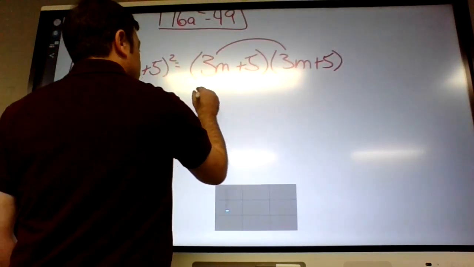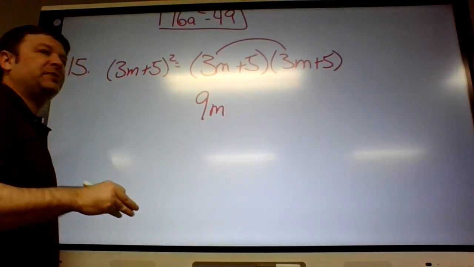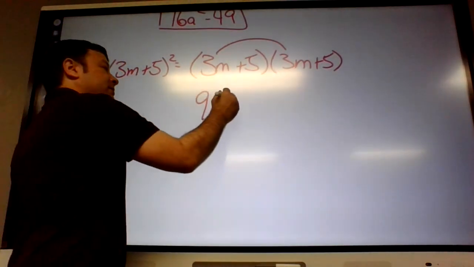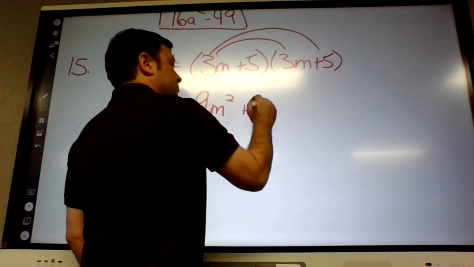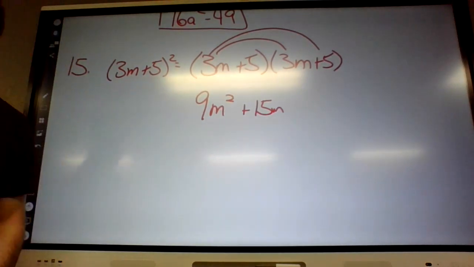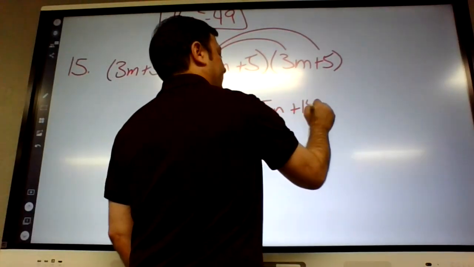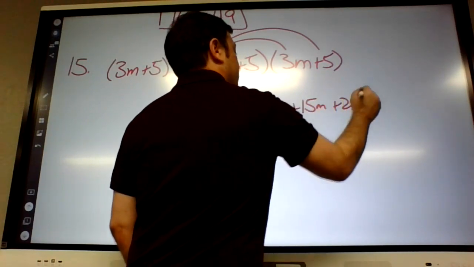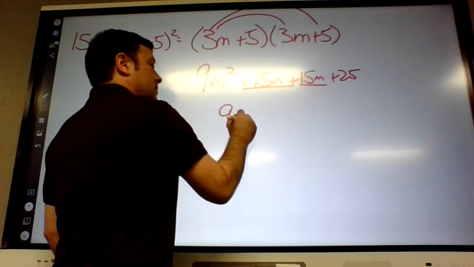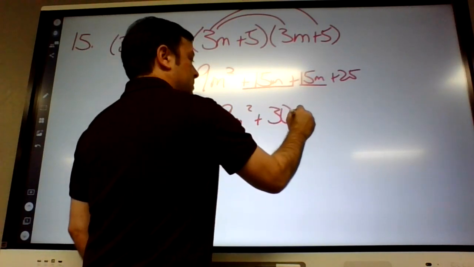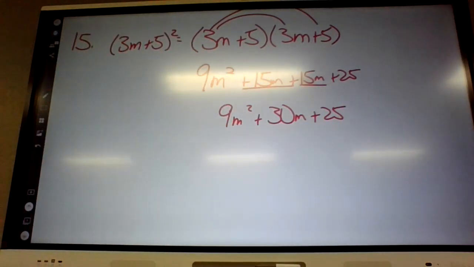9m squared, plus, hold on. 3m times 3m, m squared. Okay. And then you have 15m plus 15m, plus 25, and 15m plus 15m is 30m. Hopefully the FOILs are starting to get easy.